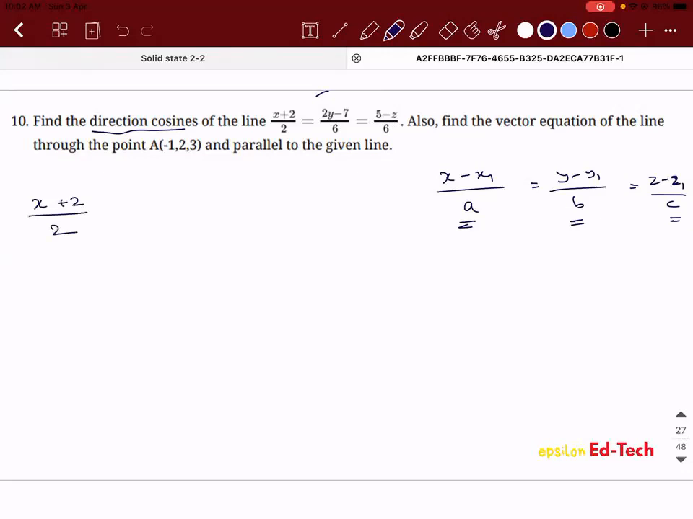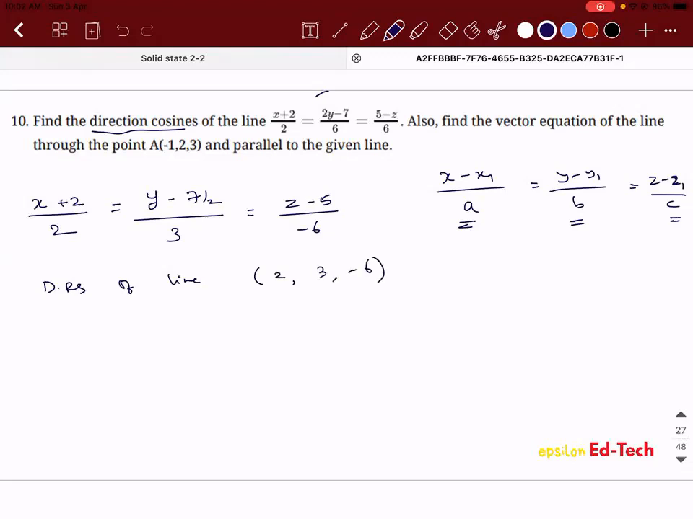So x plus 2 by 2 is equal to, I need to take the 2 outside and write it as y minus 7 by 2 by 3 is equal to z minus 5 divided by minus 6. Now comes the DRs of this line. That is 2, 3, minus 6.